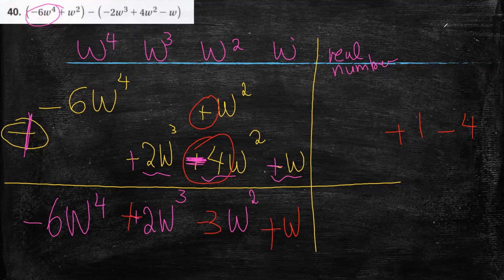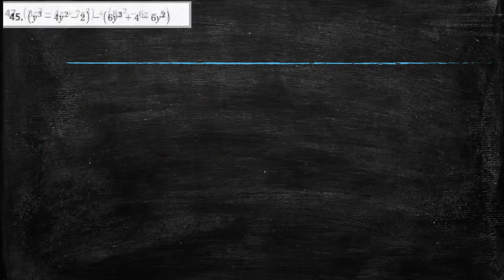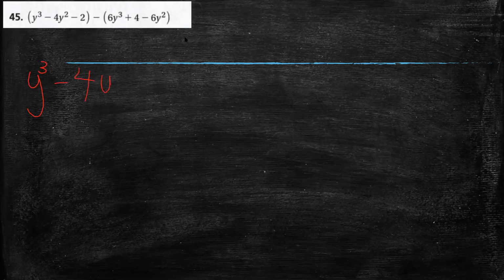Is it clear? Yes, teacher. Now let's have another example, but now horizontally. For the horizontal one, here there was y cubic minus 4y squared minus 2, and this one is subtracted from 6y cubic plus 4 minus 6y squared.